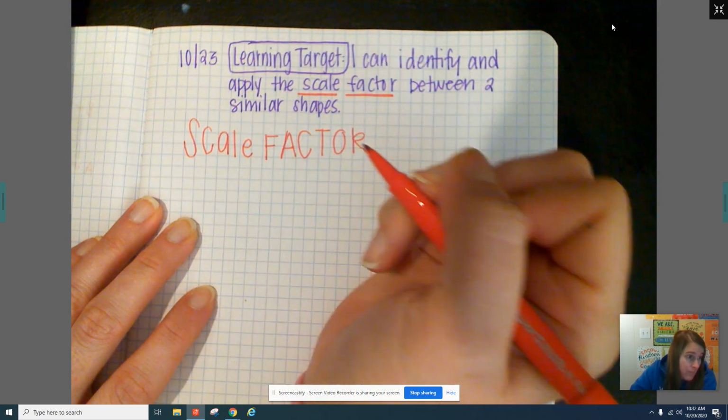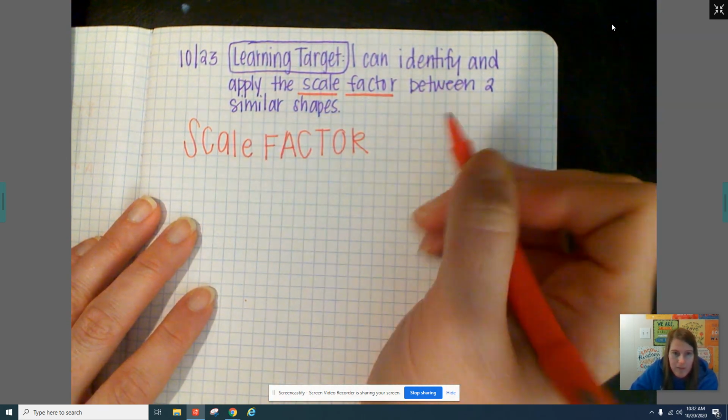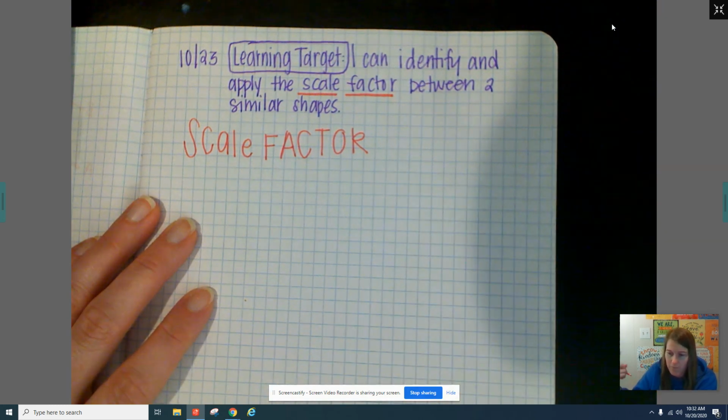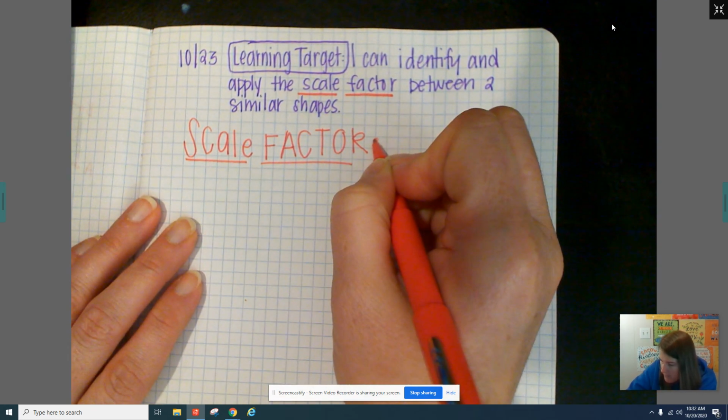So I was trying to show how it gets bigger and then it gets smaller and then it gets bigger. It doesn't look that good. I had a different vision in my head. It's okay, we'll live.